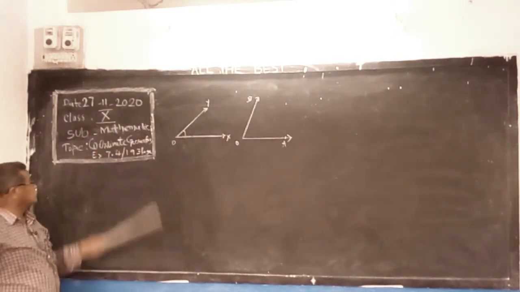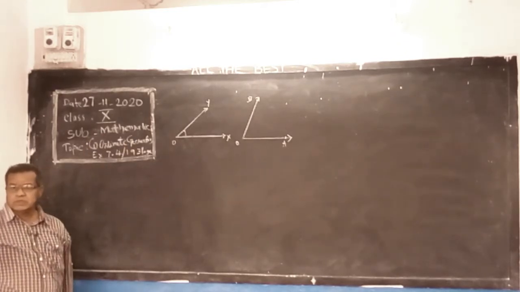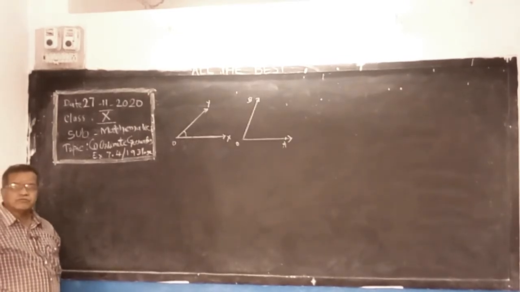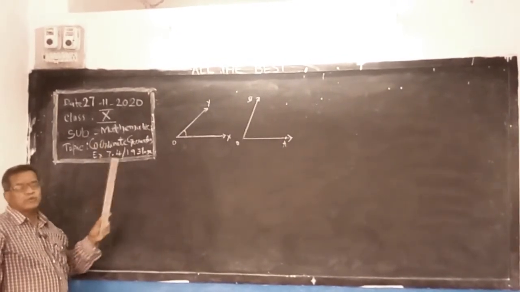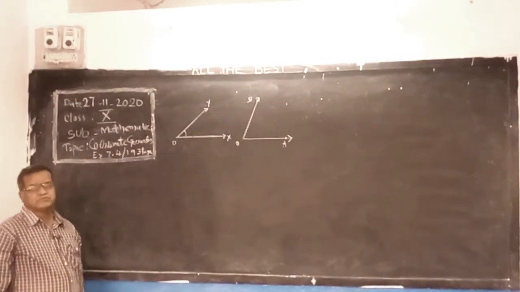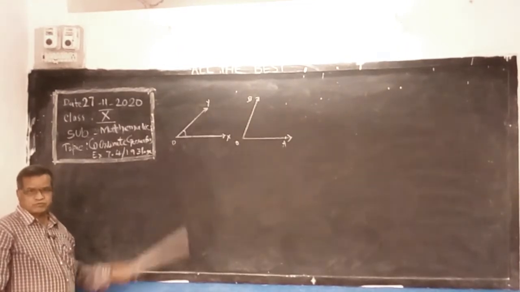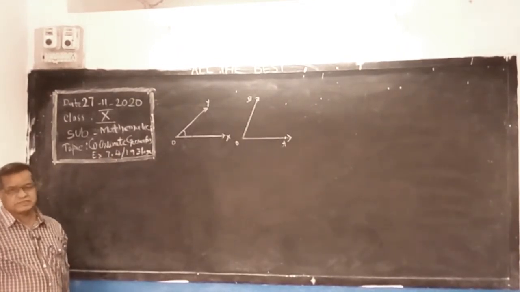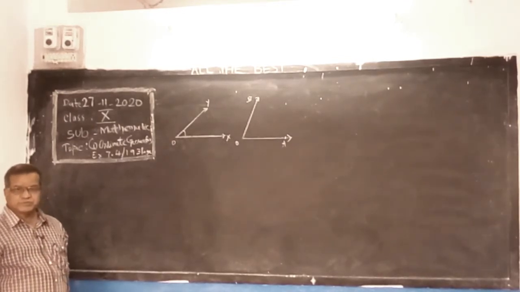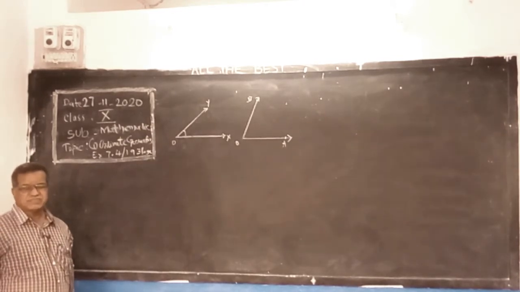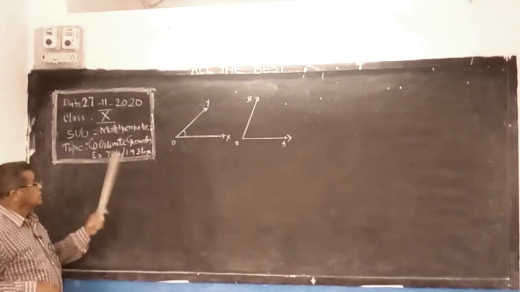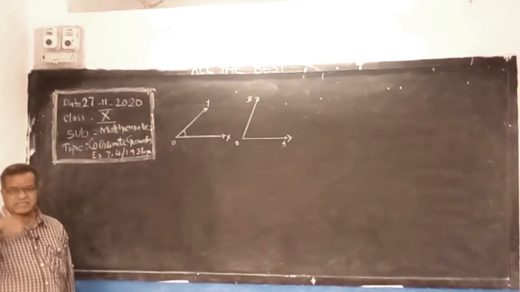We are doing coordinate geometry. What we learned in coordinate geometry, first, distance between 2 points. When x1, y1, x2, y2 are given, we find the distance between 2 points. Distance between 2 points means we are finding the lengths of the sides, measurements of the sides, and the radius of the circle.